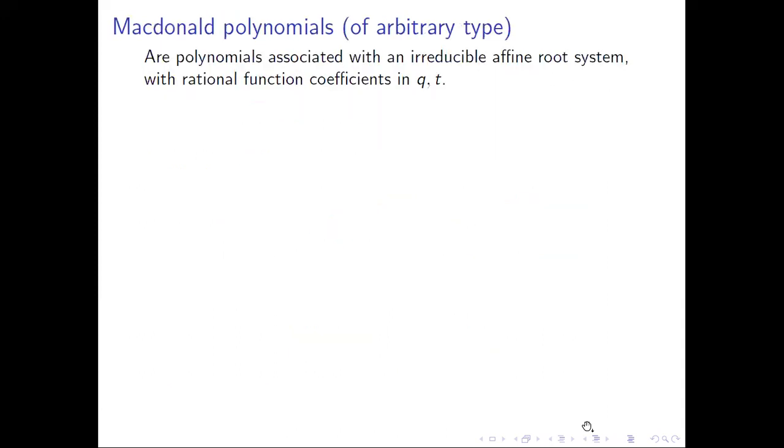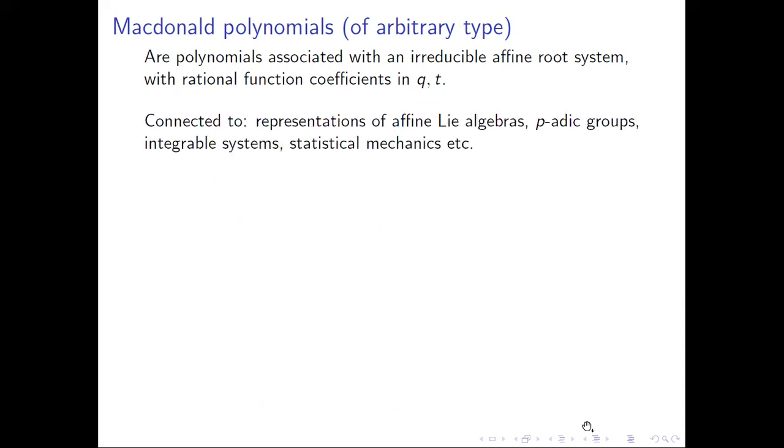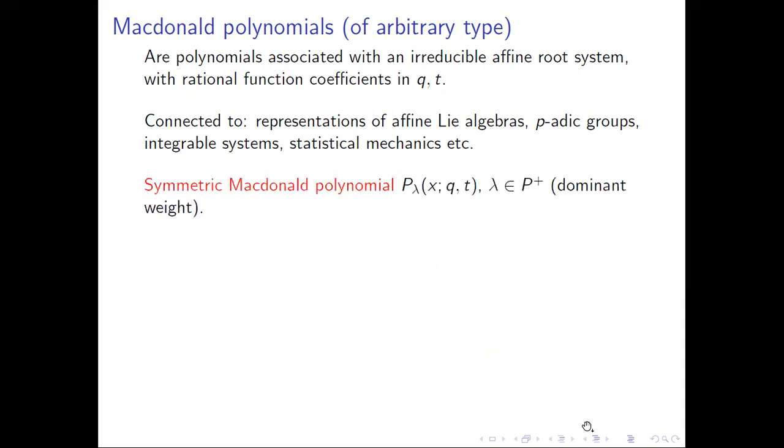So then I said that the Macdonald polynomials come up in the story. They are polynomials associated with an irreducible affine root system with rational function coefficients in q and t. And they are connected to many different areas, for instance, representations of affine Lie algebras, p-adic groups, integrable systems, statistical mechanics, and so on. And there are two versions.